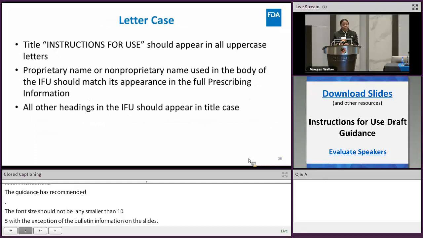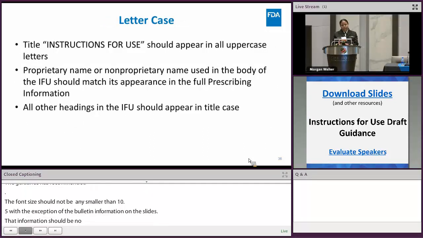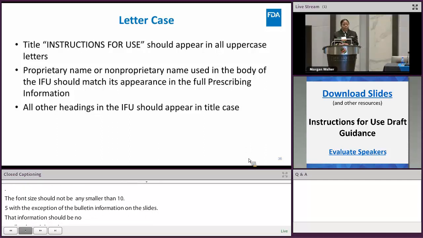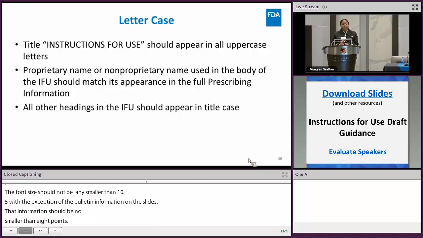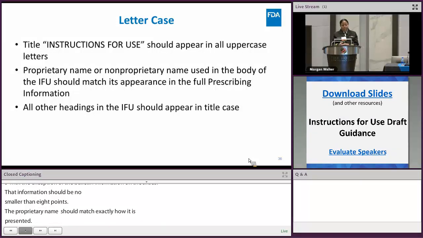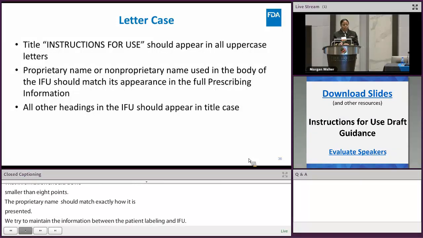The title, instructions for use, is the only place in the IFU where you would use uppercase letters. The proprietary name or the non-proprietary name should match exactly how it is presented in the PI, and we try to maintain that presentation between both the patient labeling and the IFU. All other headings within the IFU should appear in title case.